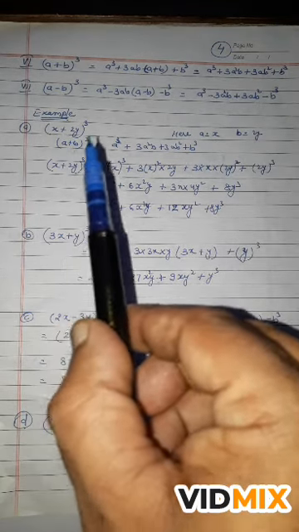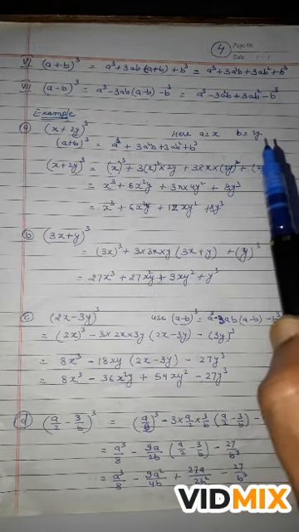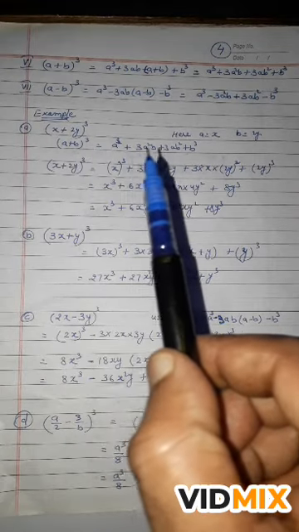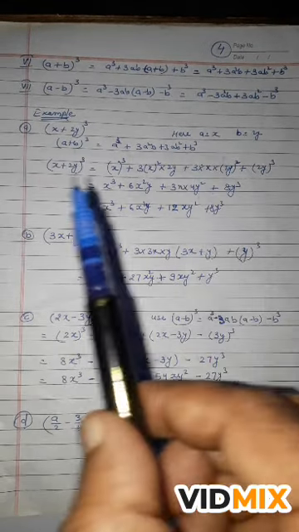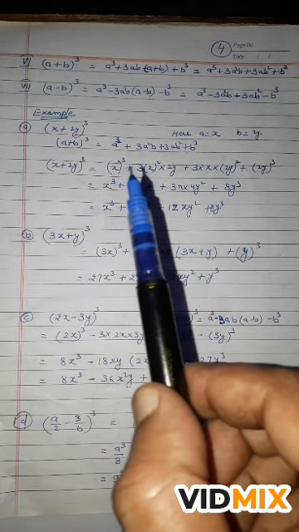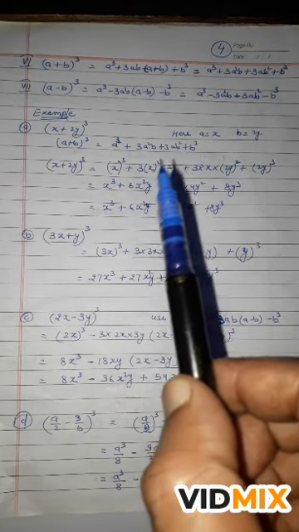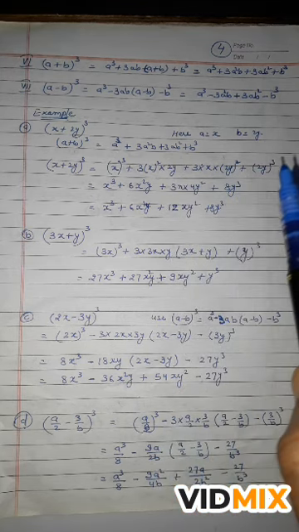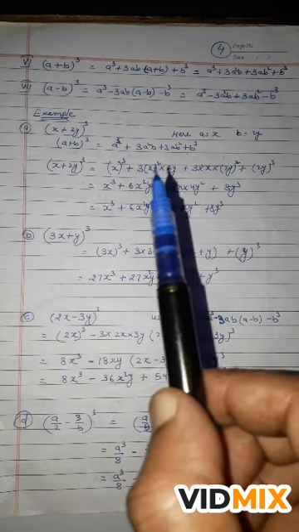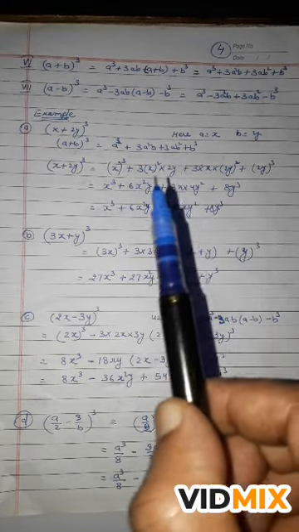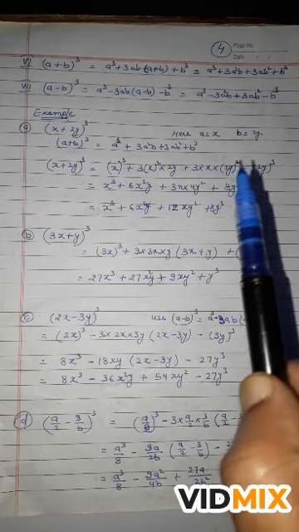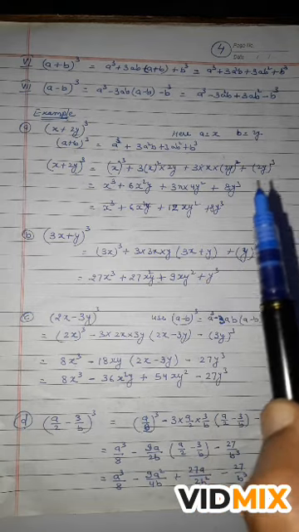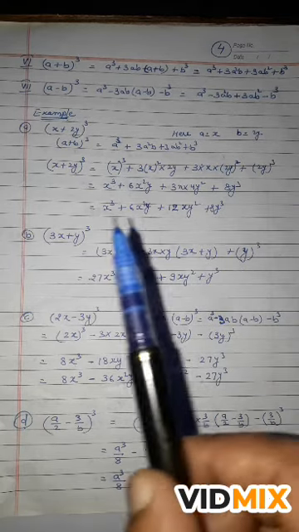The example is (x plus 2y) whole cube. Here a is x and b is 2y. We use the identity (a plus b) whole cube equals a cube plus 3a square b plus 3ab square plus b cube. So (x plus 2y) whole cube is x cube plus 3 into x square into 2y plus 3 into x into (2y) whole square plus (2y) cube. So x cube plus 6x square y, then (2y) square is 4y square, 4y square into 3 is 12xy square, and (2y) cube is 8y cube.